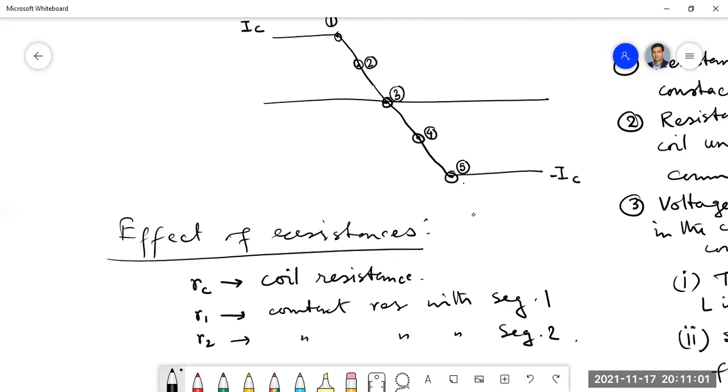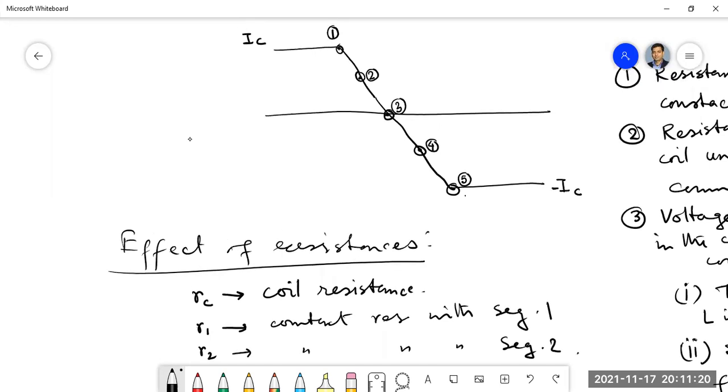Now we just apply a KVL in the conductor undergoing commutation. I think you know what is KVL and how to apply the KVL. So in the coil undergoing commutation, you try to apply the KVL and let me know what you are getting.